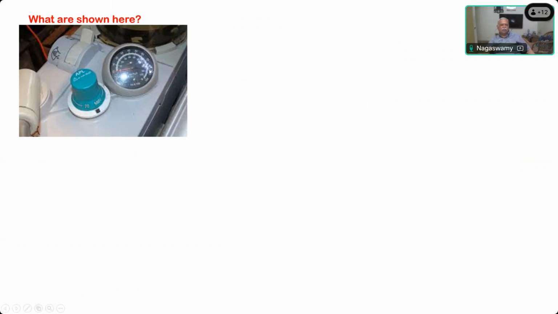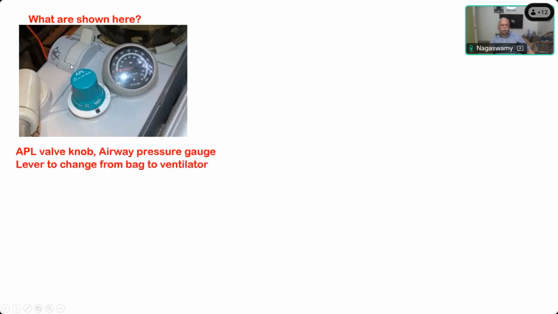What is this? Which pressure does it read? All of you are using these machines nowadays. Airway pressure. This is the airway pressure gauge. Okay, and what is this? The lever for switching between manual and ventilator. The lever to switch from bag to ventilator or ventilator to bag. This is called the lever, not the toggle. So, APL valve knob, airway pressure gauge, lever to change from bag to ventilator.